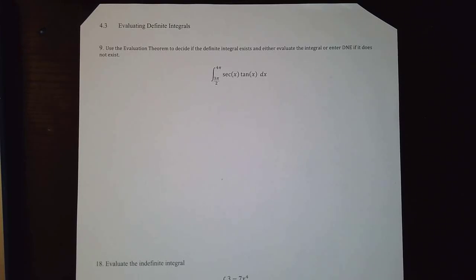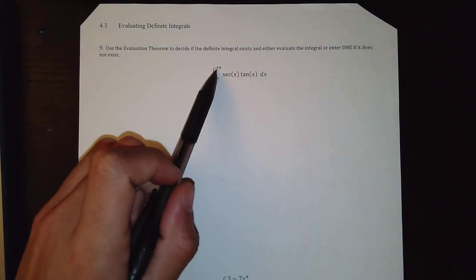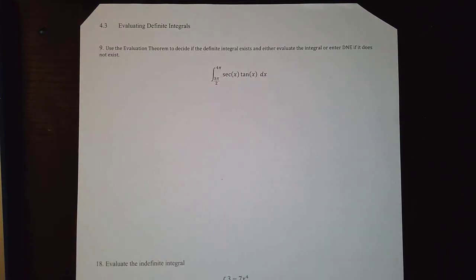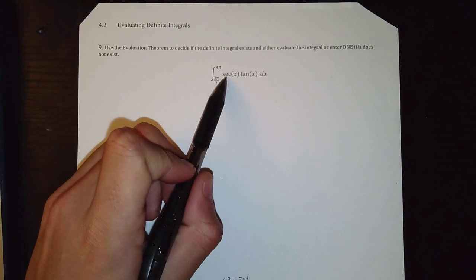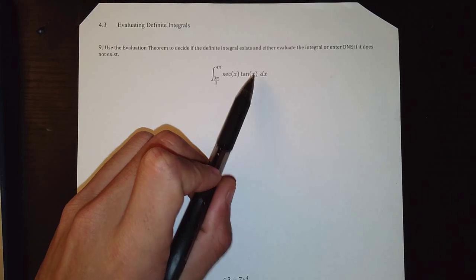4.3 Evaluating Definite Integrals. Number 9 says use the evaluation theorem to decide if the definite integral exists and either evaluate the integral or enter DNE if it does not exist. And so we're given the integral from 3 pi divided by 2 to 4 pi of secant x tangent x dx. And so we have to try to find the antiderivative of secant x tangent x.